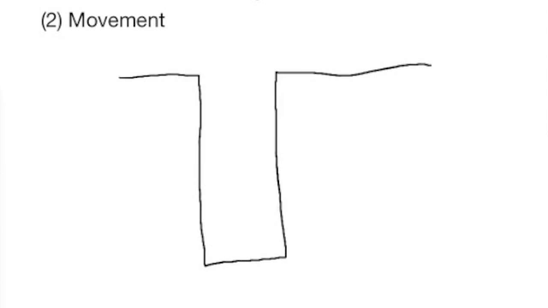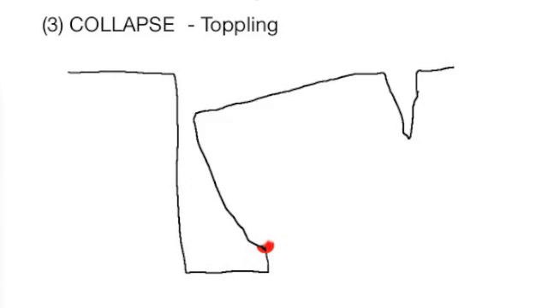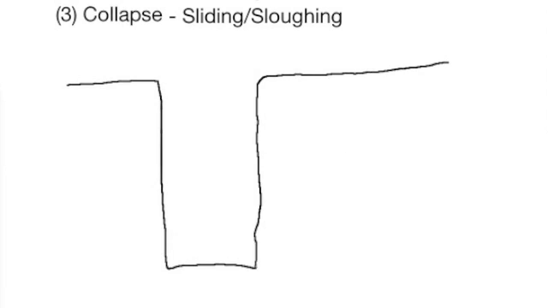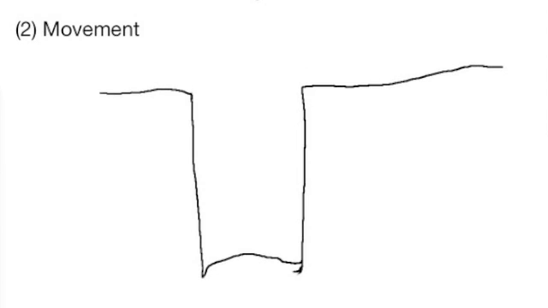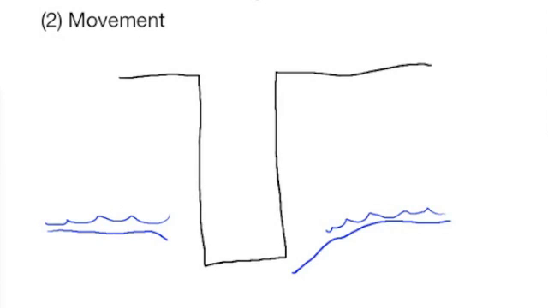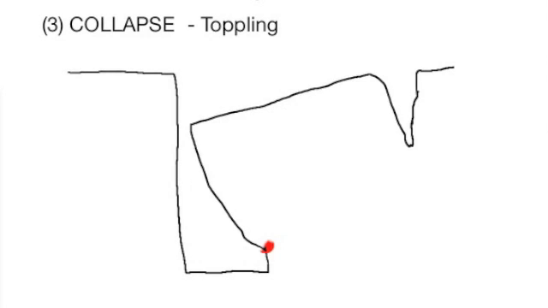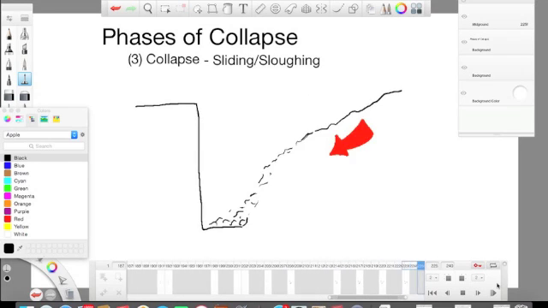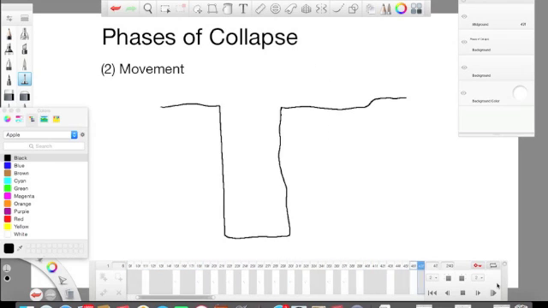All right, so here we have just a review. You have your tension cracking, your first forms of movement, subsidence and bulging, bottom heaving, boiling, of course toppling, pivoting on that axis, and then again you have your sliding and sloughing.